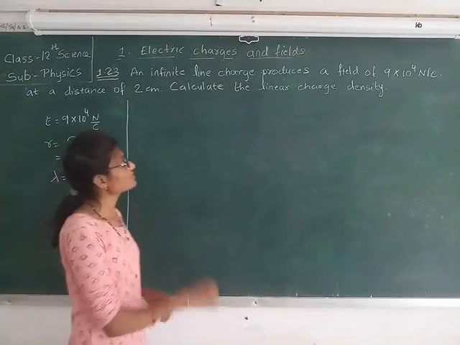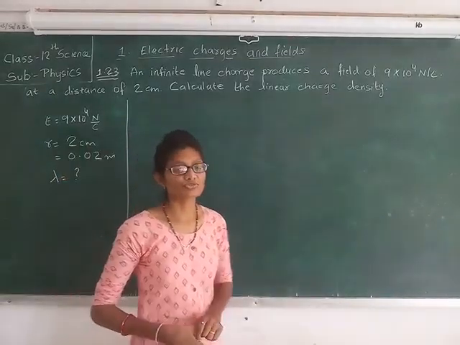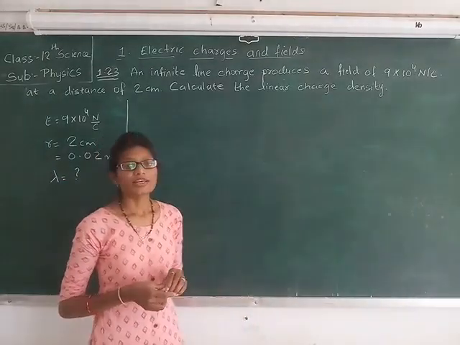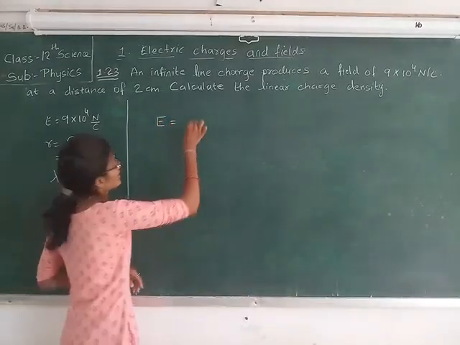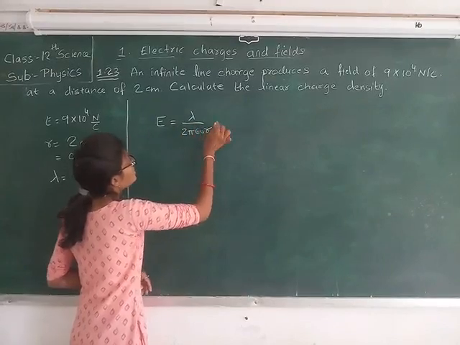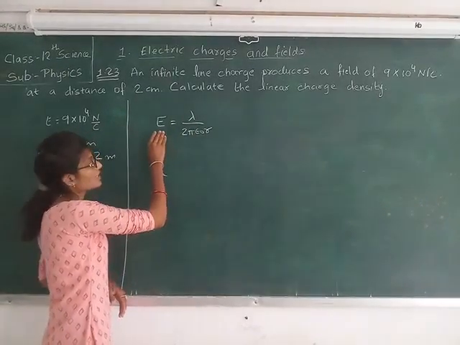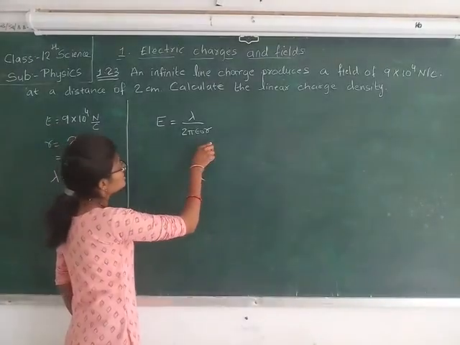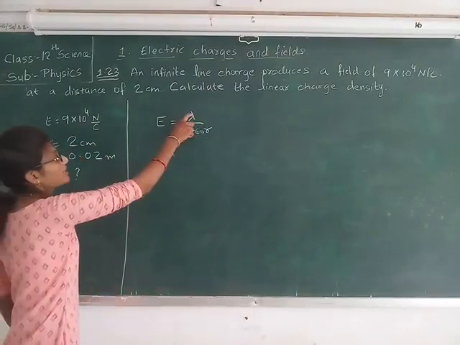See, here we have an infinite line charge that produces the electric field. We have already learned the application of Gauss law for an infinitely long straight wire, right? For that, the electric field is equal to lambda upon 2 pi epsilon 0 r. This was the first application of Gauss law, where we found the electric field due to an infinitely long straight wire which is uniformly charged. So here E equals lambda upon 2 pi epsilon 0 r. What we need to find is lambda.